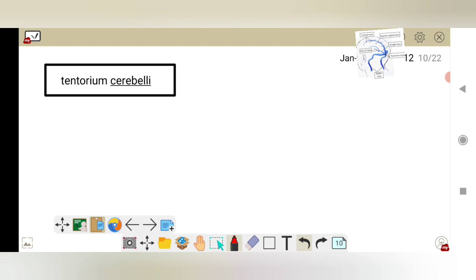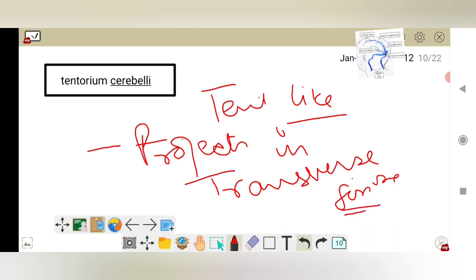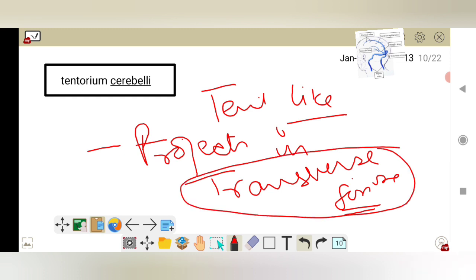Now, the second projection is the tentorium cerebelli. It lies somewhat horizontally. Its shape is tent-like, therefore it is termed the tentorium cerebelli. It projects in the transverse fissure, which intervenes between the occipital lobes of the cerebrum and the cerebellum. It lies horizontally.